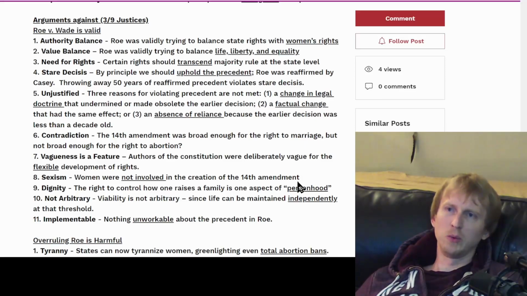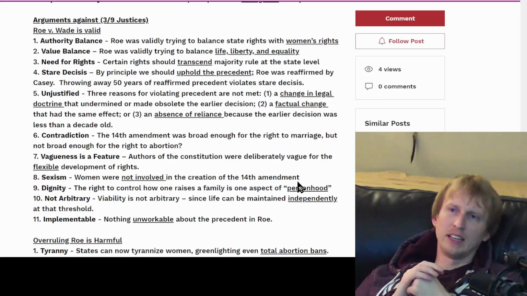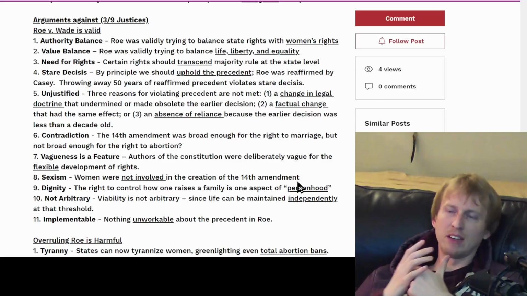They also thought Roe was correct in trying to find a balance between conflicting values. There's a value of life, there's a value of liberty and equality, and when these things are contradicting each other in complex situations, they thought it was appropriate for Roe versus Wade to attempt to find a balance between these issues. And the next reason in support of Roe versus Wade was the fact that we need rights.